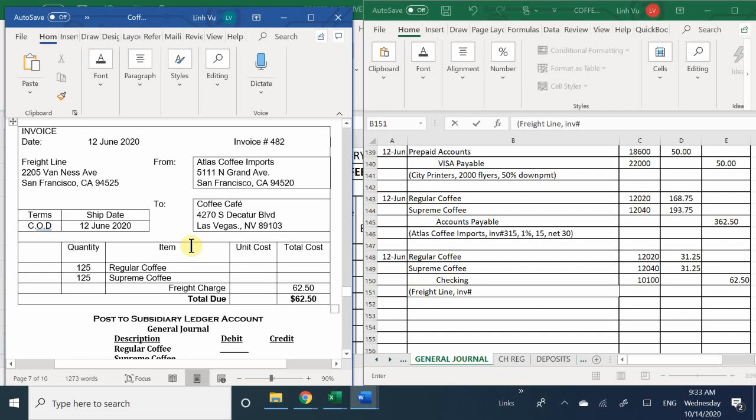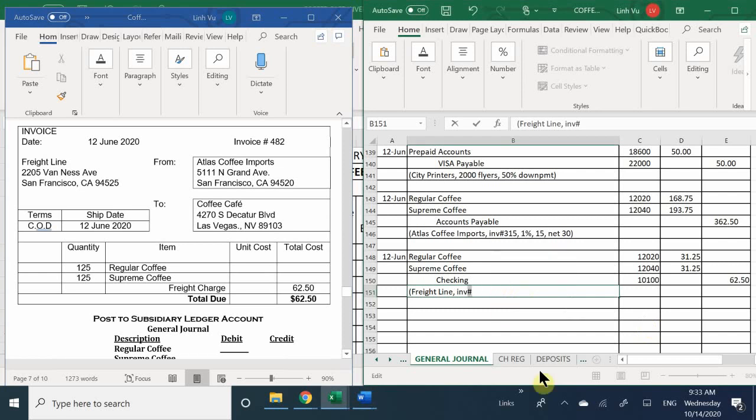Invoice number 482. 482. And we wrote a check number 1512. Okay. So now we completed our journal.